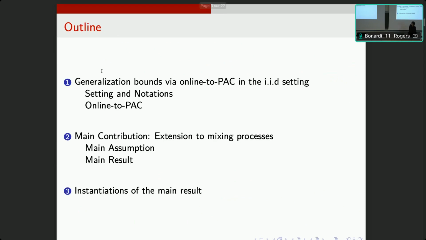So the outline of the talk would be the following. I'll first briefly summarize what online-to-PAC is in the IID setting, and then I will present our main contribution, which consists in extending the result to deal with the non-IID assumption. And finally, I will show you some instantiation of this main result.